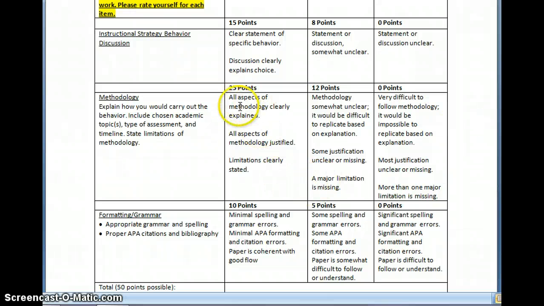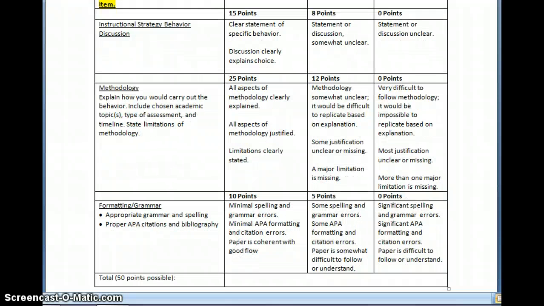You'll see by points, most of the points are in the methodology. That's what I'm really looking for. So all aspects of the methodology are clearly explained. And the aspects of the methodology are just those questions that I went over just now. So that's your methodology. That's what I want to see explained. And that you've justified all of those. So you've told me why you would do it that way.